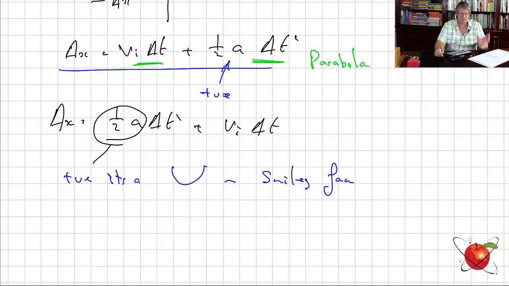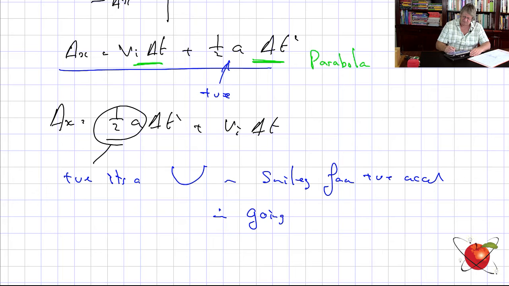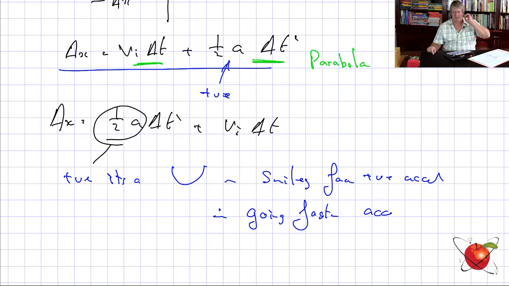It's a smiley face if it's pointing up like that. That means that because the coefficient of your squared term is positive, it's pointing up. So it's a positive acceleration. What does a positive acceleration mean? I am not getting slower, I am going faster. I am accelerating. The acceleration is in the direction that I'm going. Okay? That's what that graph looks like.